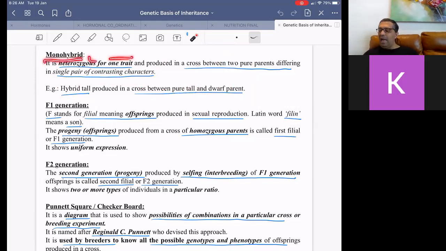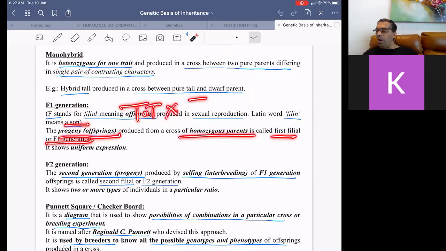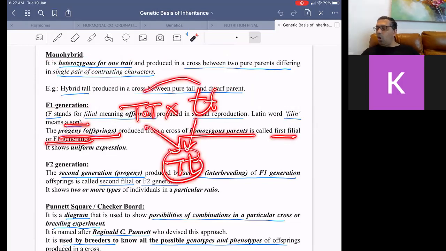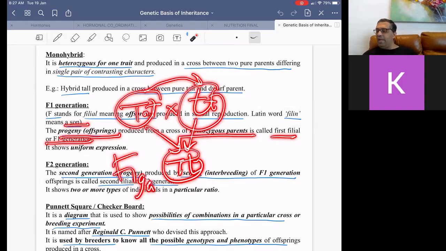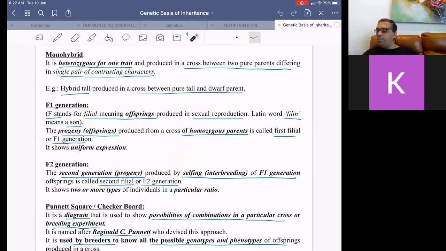Monohybrid, dihybrid, trihybrid. F1 generation: F1 stands for filial, or offspring produced in sexual reproduction. Filial means son, and the progeny offspring produced from a cross of homozygous parents is called first filial generation. So from capital T and small t, what did we get? From cross pollination of both we got the F1 generation, which is called first filial generation, that is, offspring produced from a cross of homozygous parents.